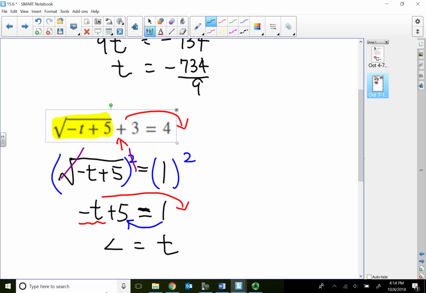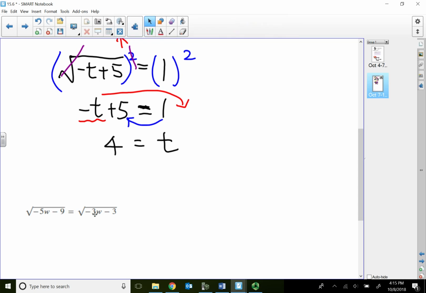All right. So if I were plugging this positive 4 in the parenthesis inside the square root, that will become negative 4, because t becomes 4 with a negative sign in front. Negative 4 plus 5 is 1. Square root of 1 is 1. 1 plus 3 equals 4. So this answer is actually correct.